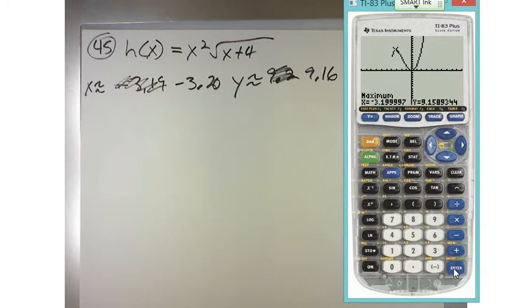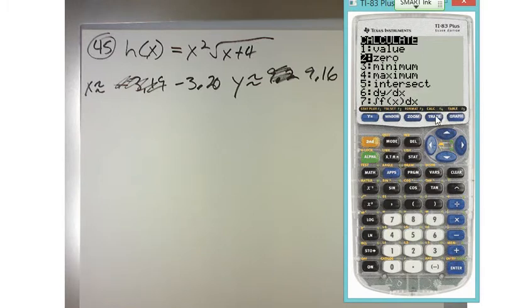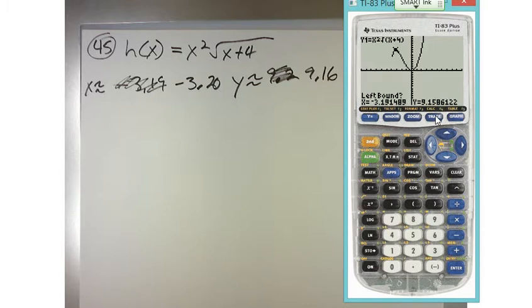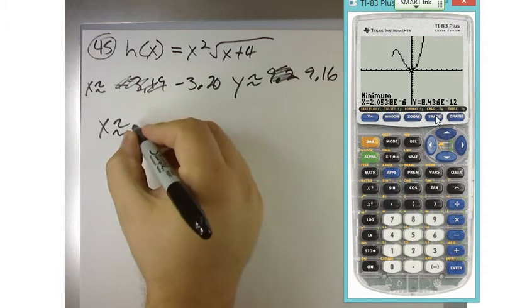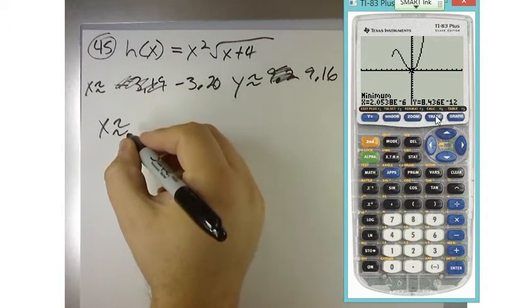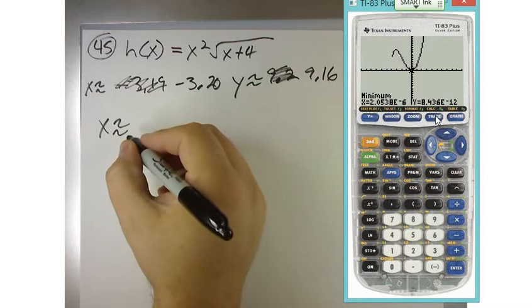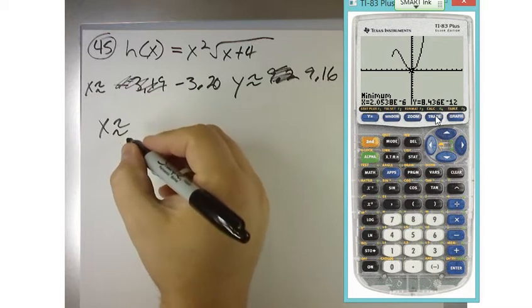Then I got to find this valley that's way over here. So again, I hit second trace, go down to minimum because that's a valley, and the left bound, I want to go a little bit to the left, hit enter, a little bit to the right, hit enter. Somewhere in the middle as best I can, hit enter, and I get x is approximately, boy, that looks pretty darn close to 0, doesn't it? Yeah, that looks like 0, 0. I'm going to guess and say that it's 0, 0.